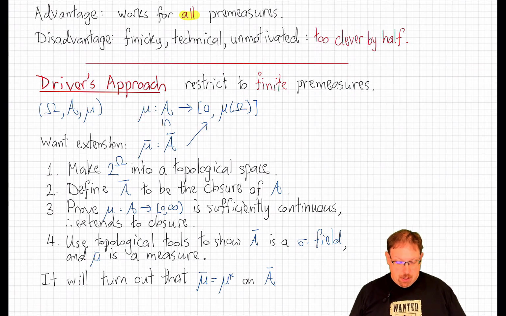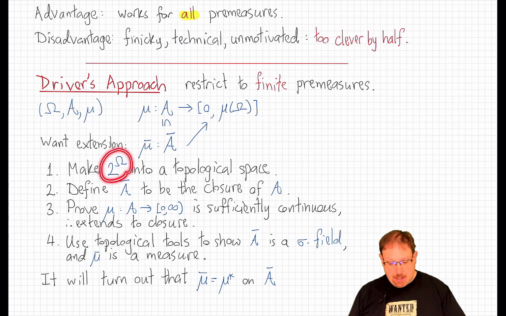Driver's approach is as follows. We take our premeasure space sitting inside the subsets of omega, and we take that set of all subsets and turn it into a nice topological space.